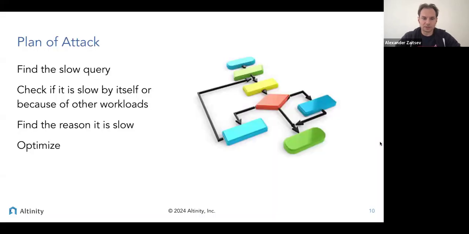So let's start with a single query optimization, because usually this is the most simple thing to optimize. And the plan of attack is very simple. First, we need to find the slow query, and we'll tell you how you can do it. Then you need to understand what is a bottleneck. If it is the query itself that is slow, or it is slow because there are some other workloads that slow it down.